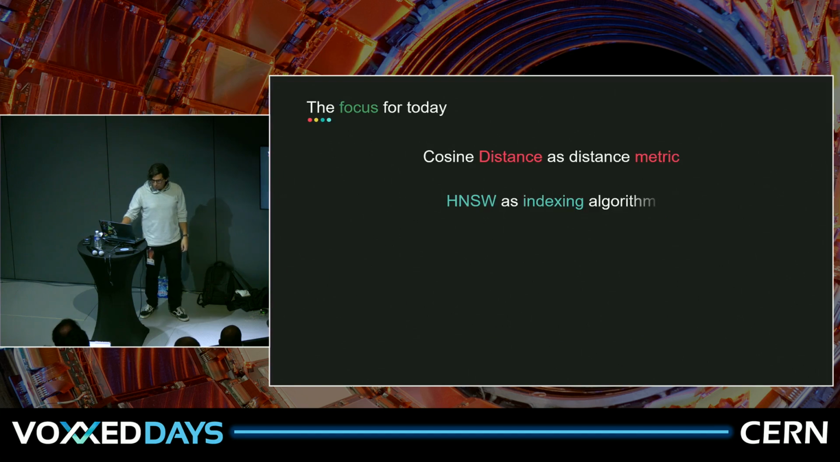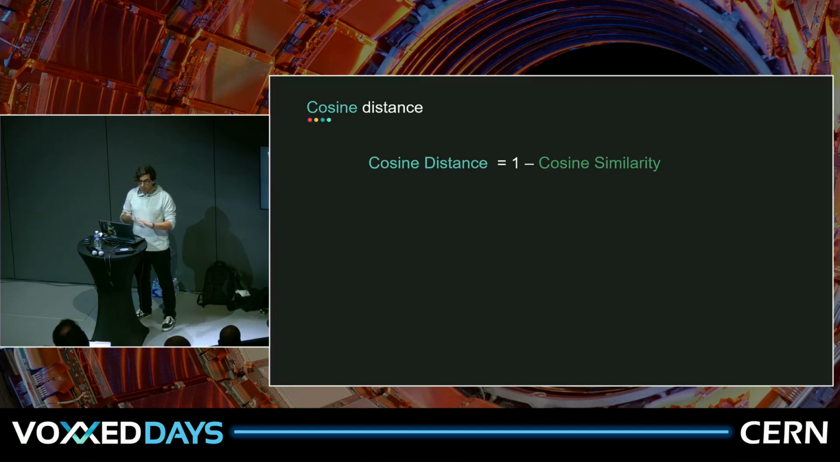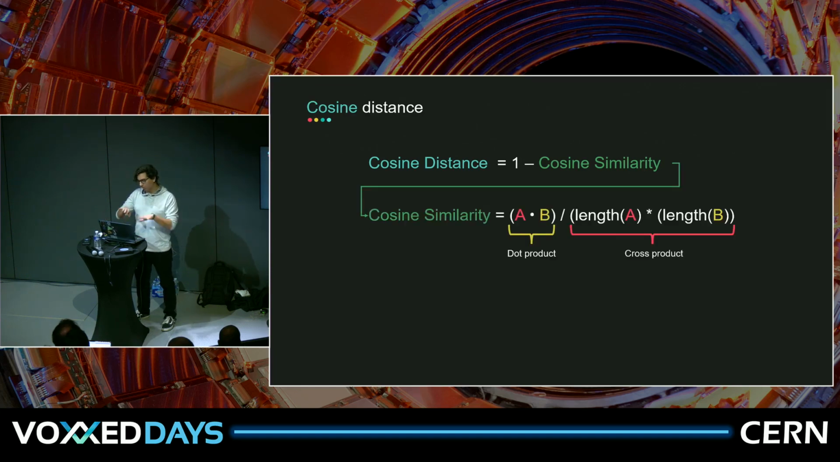All right. So today we'll be using cosine distance as our distance measure, Hierarchical Navigable Small Worlds as our indexing algorithm, and we'll have some models, BERT models, ResNet-50 models, and CLIP models for all the embedding that we'll be doing. So what is cosine distance? Well, it's 1 minus the cosine similarity. Okay, that was it. No, and the cosine similarity is this beautiful formula.